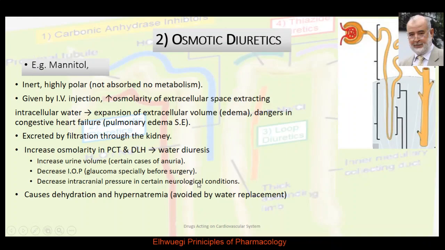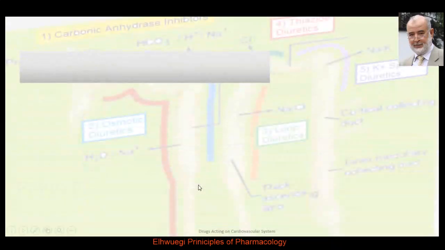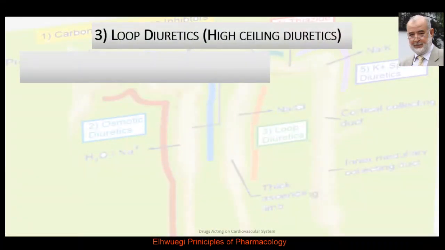Okay? So this is the second group. The third group we are going to talk about are very important diuretics, which are known as loop diuretics. They are known as loop diuretics because they act at the thick ascending loop of Henle, as we will see. Also they are known as high ceiling diuretics. Why high ceiling diuretics? Because they produce the maximum possible diuresis. Their efficacy is very high.